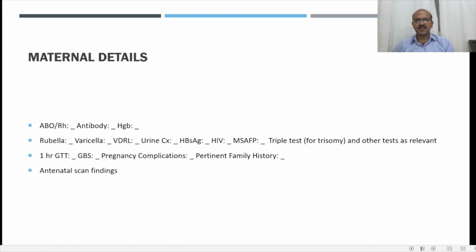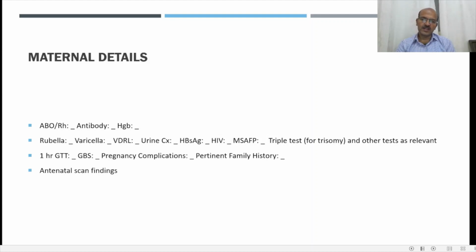Hepatitis B, HIV, and maternal serum alpha fetoprotein, as well as if the triple test was done for trisomy and other tests as relevant. The glucose tolerance test, obviously they would have told you if the mother has gestational diabetes or type 1 diabetes, and you would also need to know about the screening for glucose tolerance.